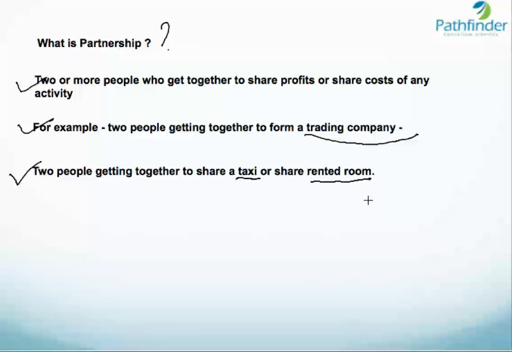This is also a type of partnership, except that in this partnership, the idea is not to share a profit generated out of a business activity, but the idea is to share the costs.